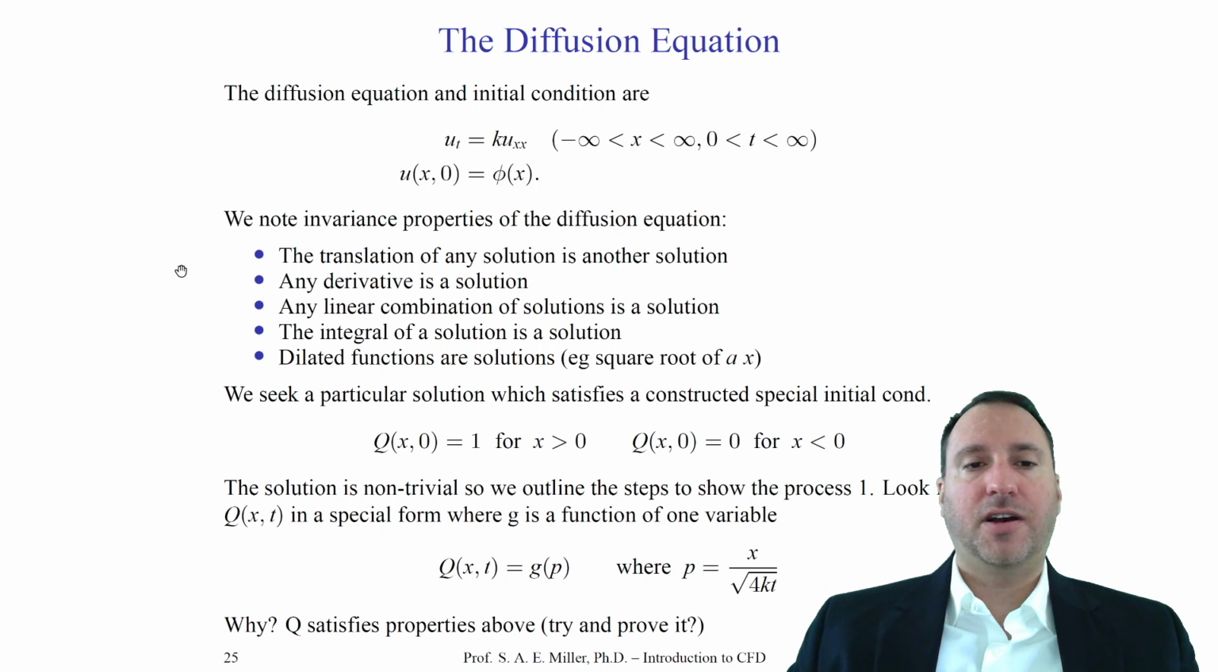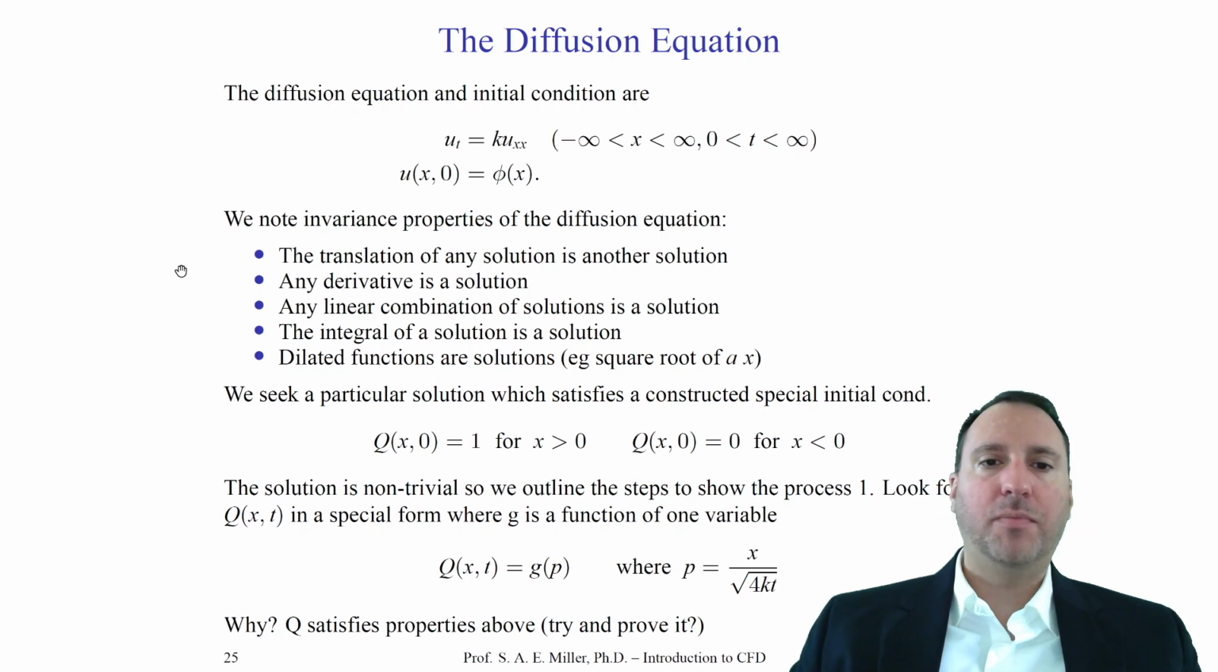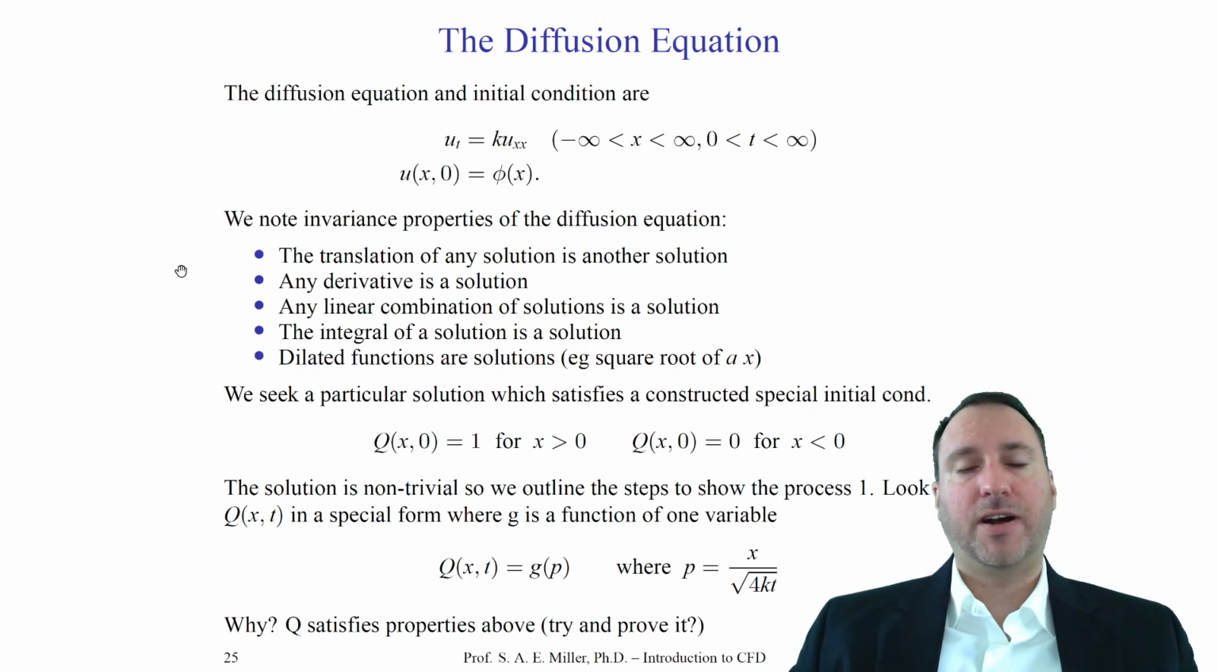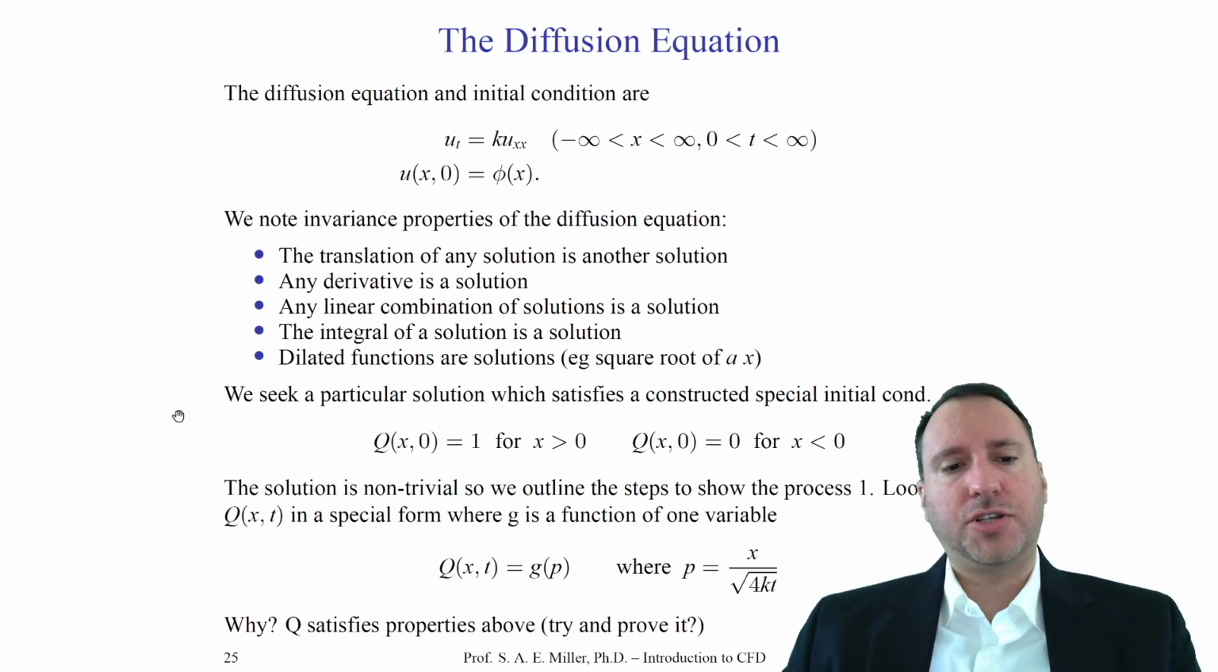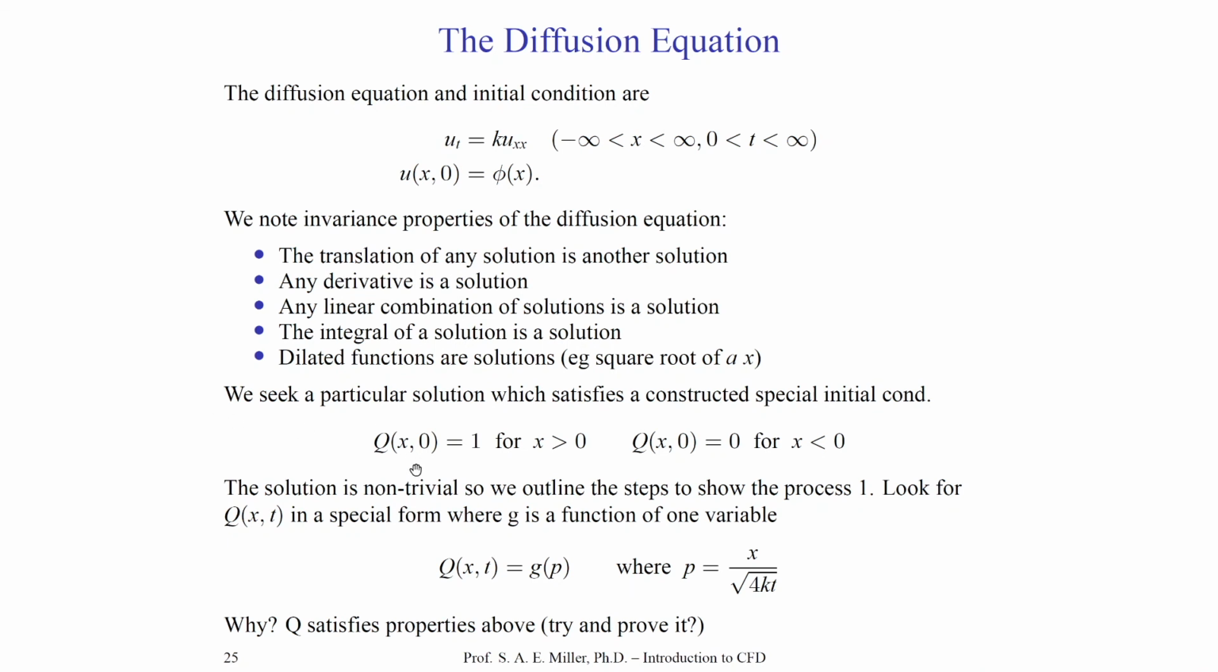Furthermore, dilatations of solutions are solutions. For example, you can take u of square root of a times x and find another solution. This is an amazing property of the diffusion equation. If you find one particular solution for one case, you can basically find infinite solutions from that particular specific solution, but it does not mean it's the general solution. So let's imagine that we will seek a particular solution which satisfies some special conditions. We'll call this Q. Q of x at 0 will be 1 for x greater than 0, and Q of x will be 0 for x less than 0. This is essentially setting a Heaviside function for the initial condition.